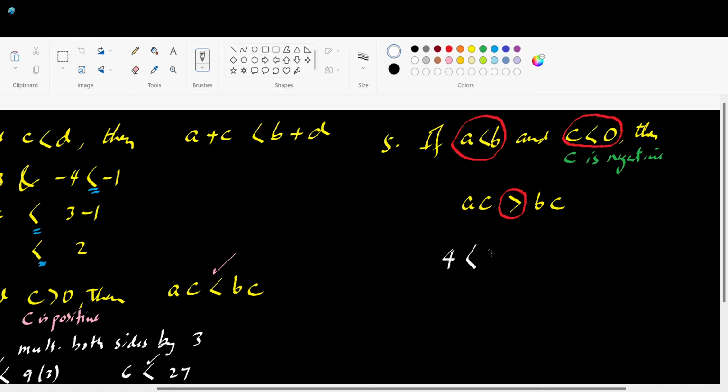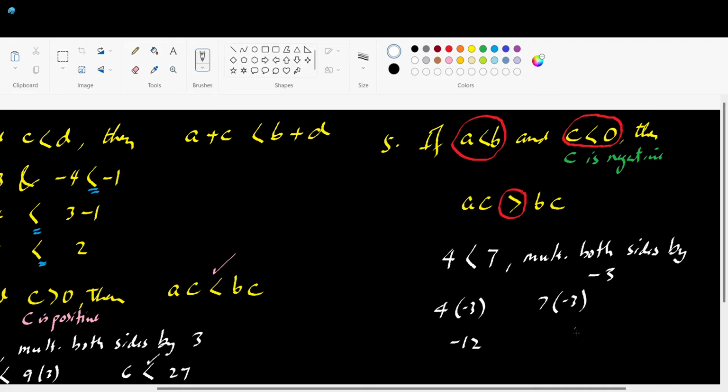4 is less than 7. Let us multiply both sides by negative 3. 4 times negative 3, 7 times negative 3. 4 times negative 3 is negative 12. 7 times negative 3 is negative 21. On the number line, negative 12 and negative 21.